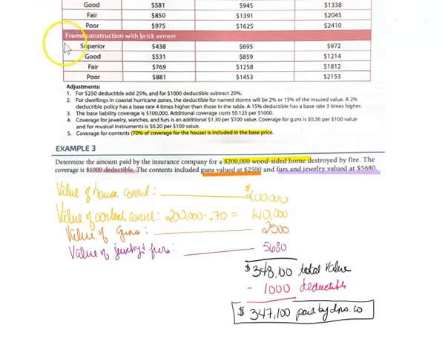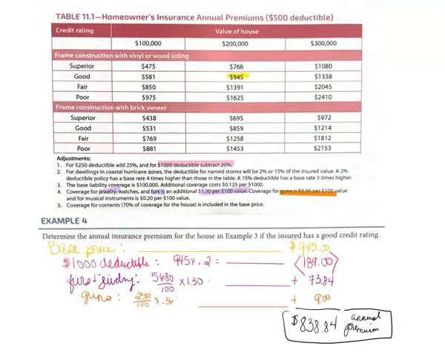And now I'd like to look at a problem that goes along with this one, that says how much would their premiums be. So let's figure that out. This is the last problem we're going to look at. It's example 4. It says determine the annual insurance premium for the house in example 3 if the insured had a good credit rating. So we knew that it was a $200,000 house. He's got a good credit rating, and we also knew it was wood siding. So $945 is his base pay.